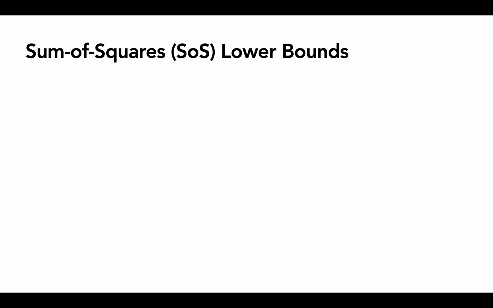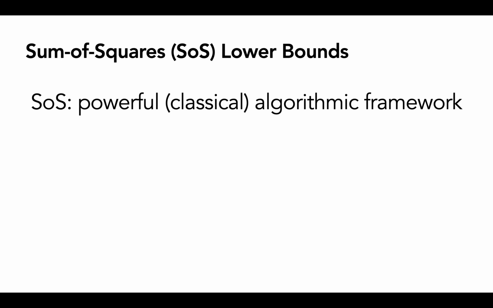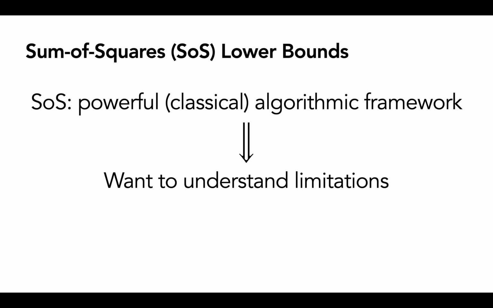So in brief, what are SoS lower bounds? Well, the sum of squares hierarchy is a powerful classical algorithmic framework. It's important to note that now I'm talking about classical algorithms, not quantum algorithms. But we're going to use quantum codes to produce lower bounds for this classical algorithmic framework. And because SoS seems to be so powerful, we really want to understand its limitations. We want to understand lower bounds, which are hard instances of problems that SoS cannot solve.